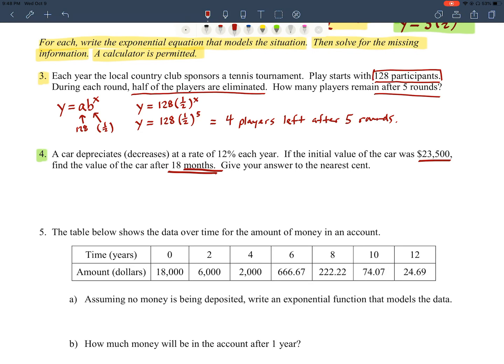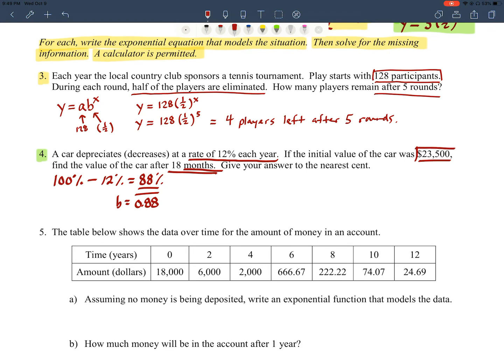So it says that we're losing 12% each year. And if you think about it, if your car is 100% at the start and you're losing 12% each year, that means your car is going to keep 88% of its value. And when we're doing these kinds of problems here, we're going to have to use that as our multiplier. So in decimal form, that would be 0.88. That will be our b value.